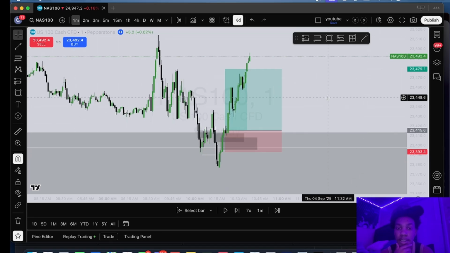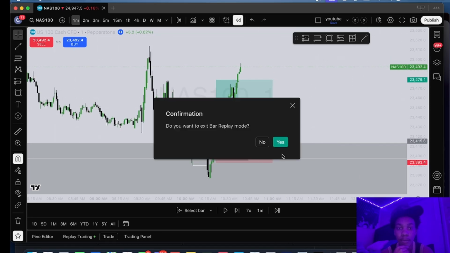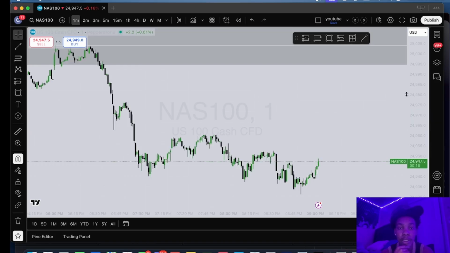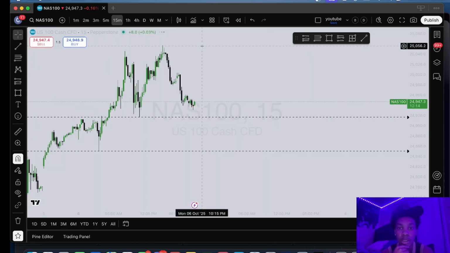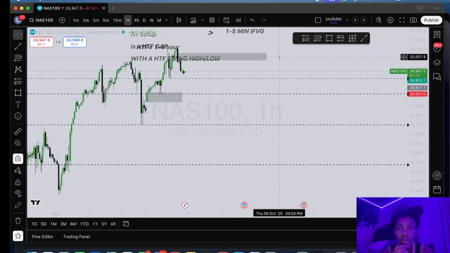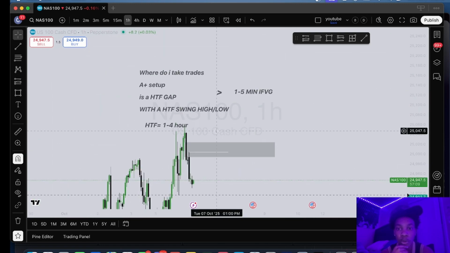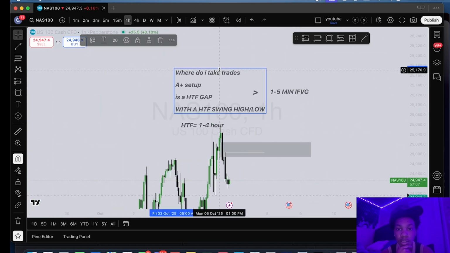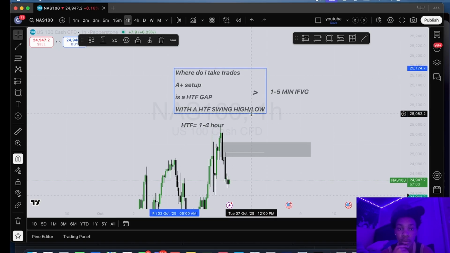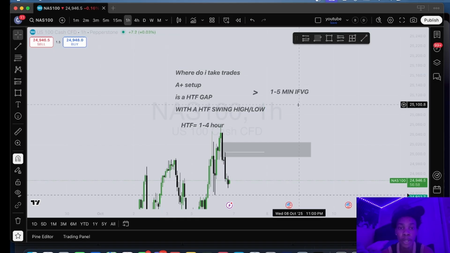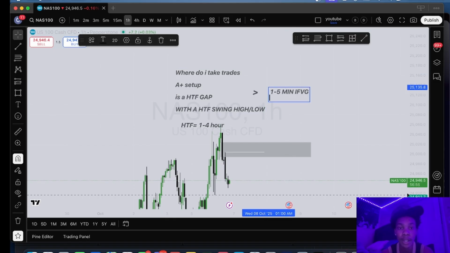So you guys see what's going on? I'll go over it one more time for y'all. Write this down, my beginners. Please, write this down. You are going to need a high time frame gap with a high time frame swing high / low. You need to see that swept, and then you need to see a 1 through 5 minute V shape inverse fair value gap. That's it.